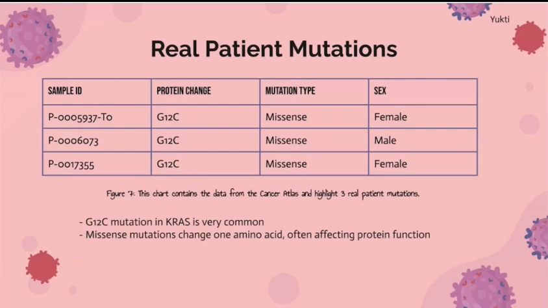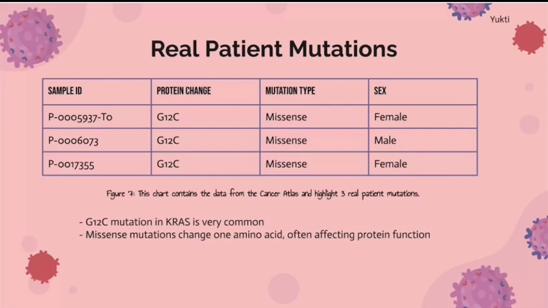We looked at 3 patient samples that all had mutations in the KRAS gene, which is the most frequently mutated gene in pancreatic cancer. As you can see in the chart, all 3 patients had the exact same mutation, G12C. That's a missense mutation, which means one amino acid in the protein was changed. In this case, it affects how the KRAS protein functions and causes it to stay permanently on, telling the cell to keep dividing, even when it shouldn't.